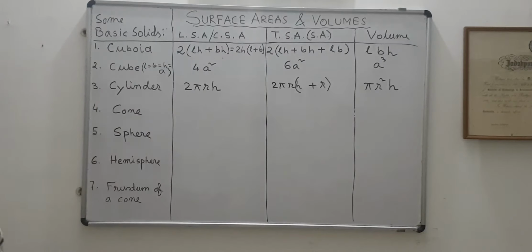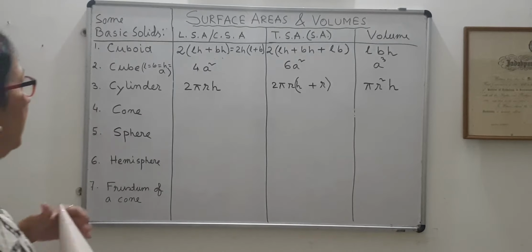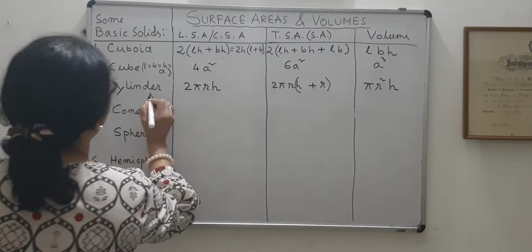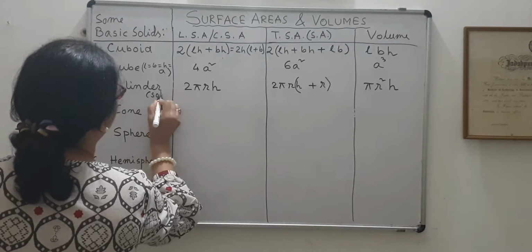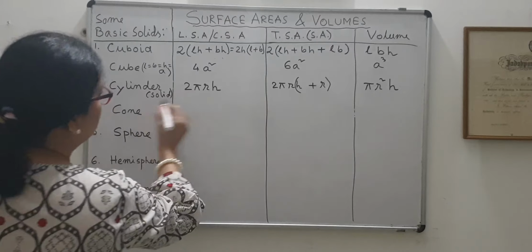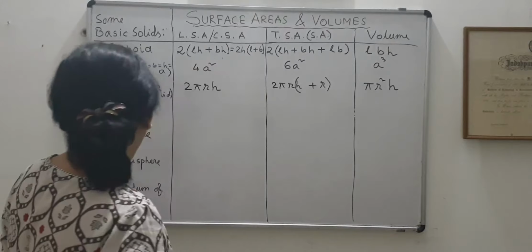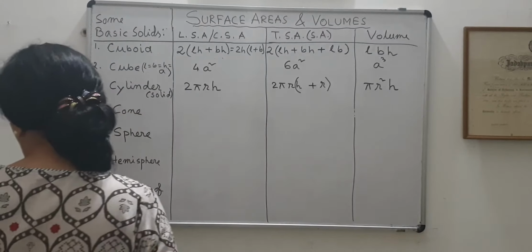Next figure comes the cone. Now this is for a solid, I should write down. This cylinder is a solid one, not hollow, because you know, for hollow this will be different. So now next we'll come to the cone.